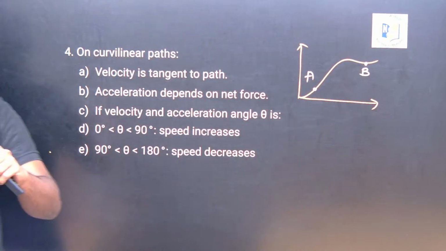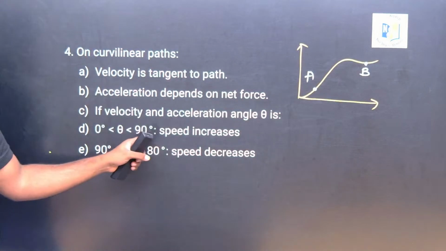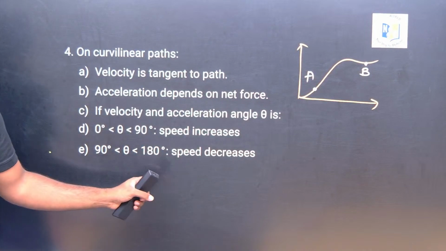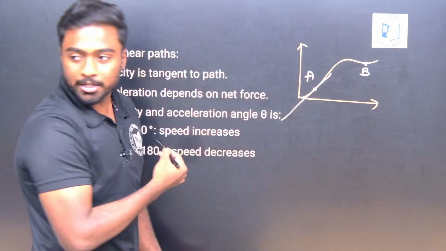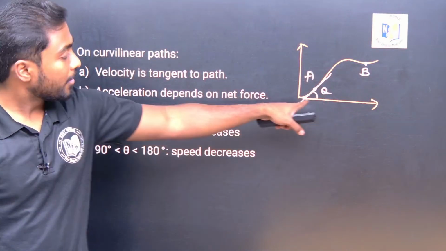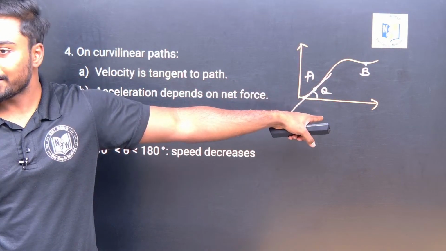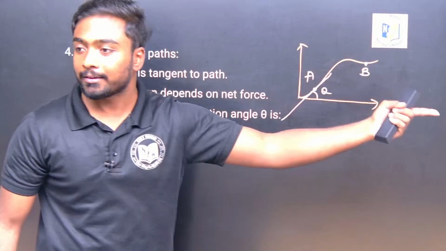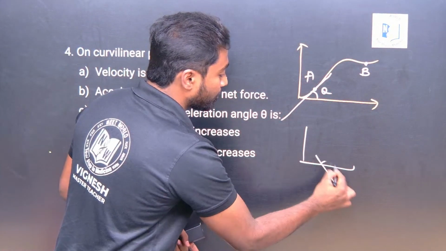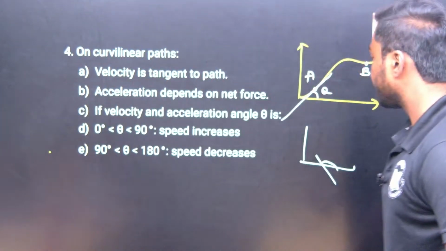What is the main thing? Theta greater than 0 and less than 90, speed increases, which means this angle is an acute angle. And this one is an obtuse angle. So take a tangent here and draw the angle with respect to the horizontal, that is the x axis. Is this angle less than 90 or greater than 90? Less than 90, so speed increases. Suppose I am getting greater than 90, with the angle looking like this, it means speed decreases. That's the main thing.